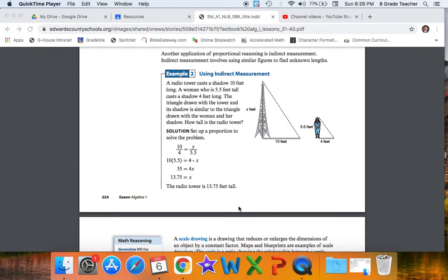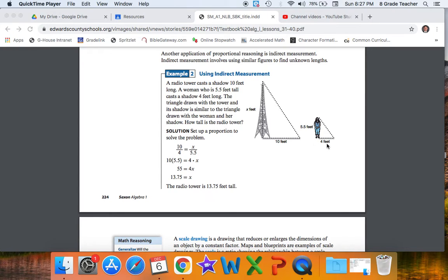Example 2, using indirect measurement. A radio tower casts a shadow 10 feet long. A woman who is 5.5 feet tall casts a shadow 4 feet long. The triangle drawn with the tower and its shadow is similar to the triangle drawn with the woman and her shadow. How tall is the radio tower? So you have two known values for the woman's height and the length of her shadow. You don't know what the radio tower height is, but you do know the length of the shadow. Because you know the length of that shadow, you can create a proportion with those two values.